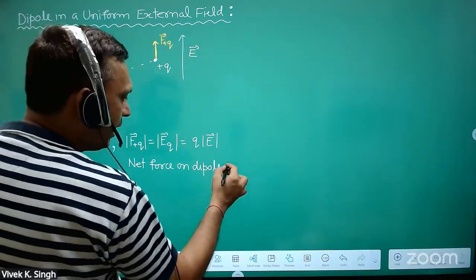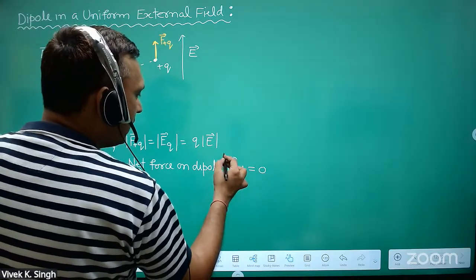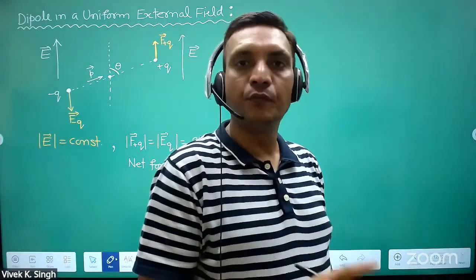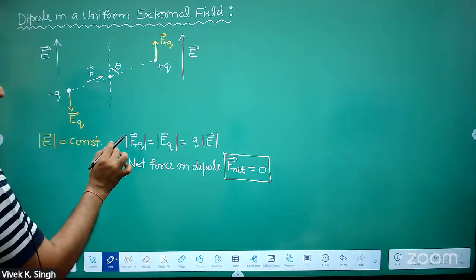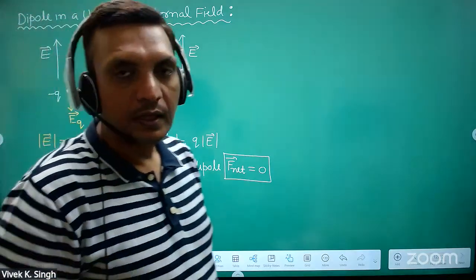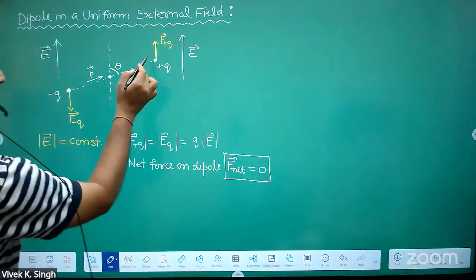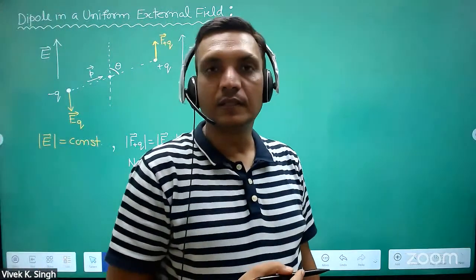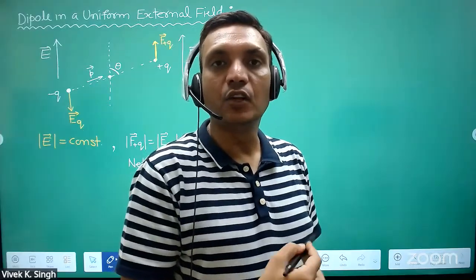इस डाइपोल पे नेट फोर्स कितना होगा? 0. अगर डाइपोल यूनिफॉर्म फील्ड में रखा हुआ है, तो उस पे नेट फोर्स 0 होगा. क्यों? क्योंकि मैग्नीट्यूड ऑफ फोर्स सेम है और डायरेक्शन अपोजिट है, तो नेट फोर्स 0 होगा. बट ये दोनों फोर्स सेम लाइन में नहीं है, दे आर सेपरेटेड बाय सम डिस्टेंस. तो अगर दो फोर्स लाइन में नहीं है, so they will provide torque.